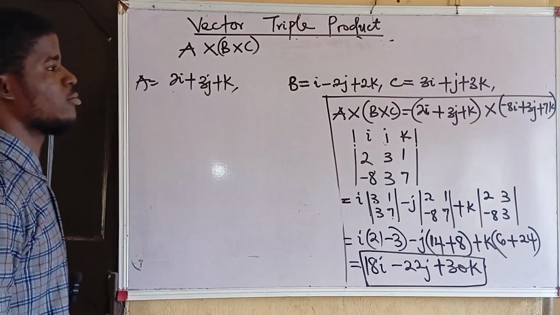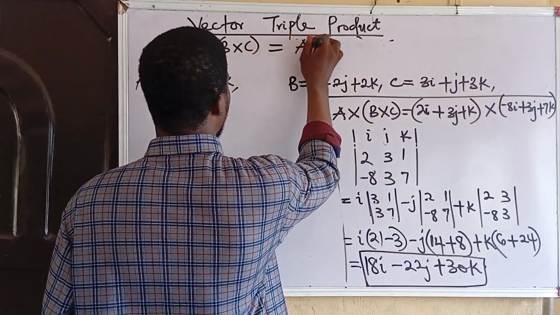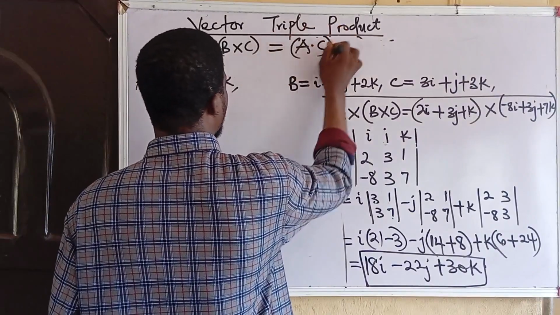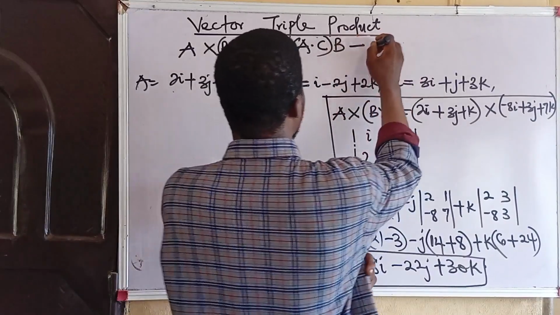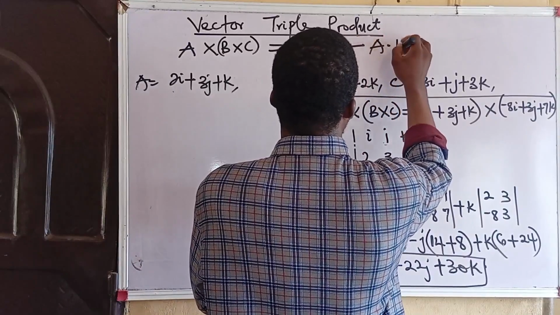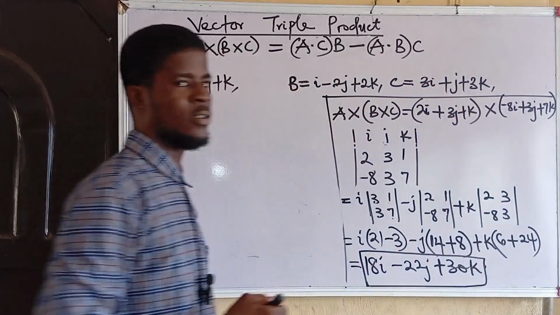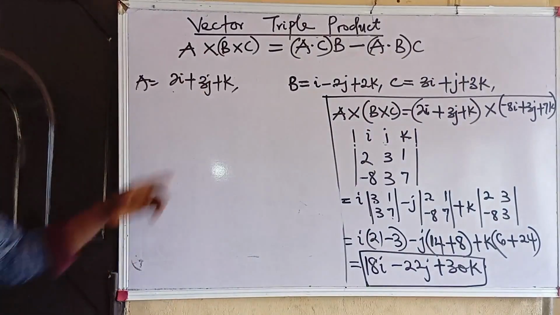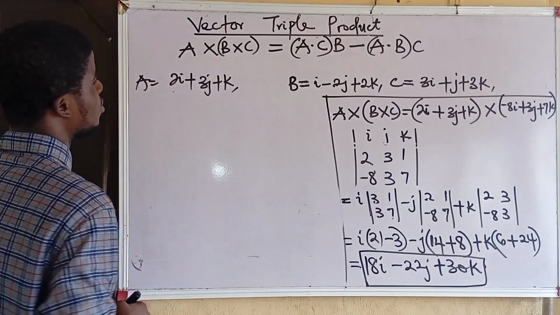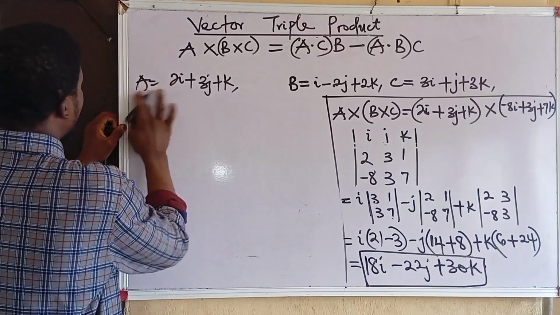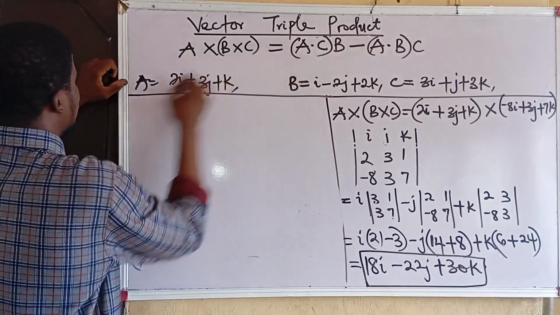So for the vector triple product, it is equal to the dot product of A and C times the vector B, minus the dot product of A and B times the vector C. That's it. So let's do this and see if we're going to get this answer. Remember how to do dot product. Let's do A dot C.